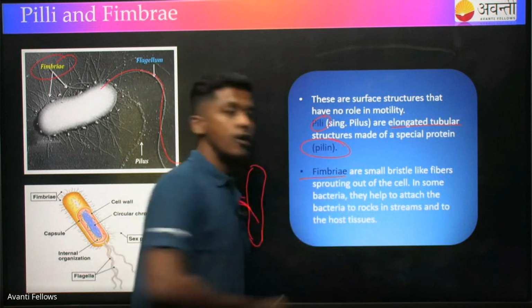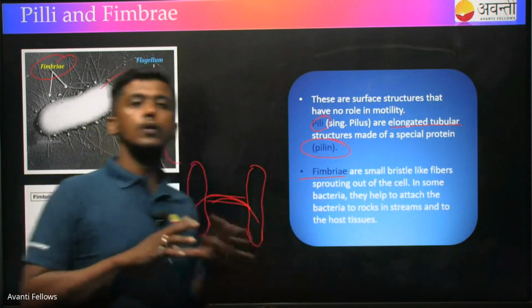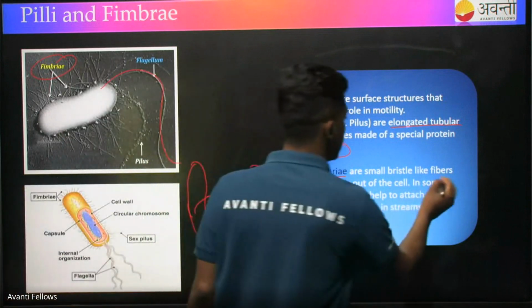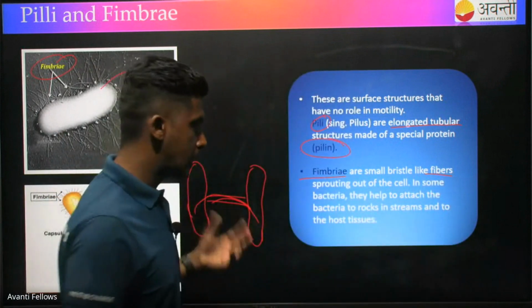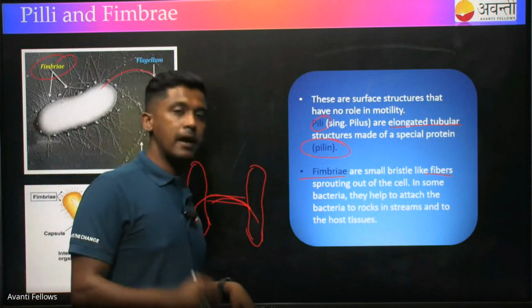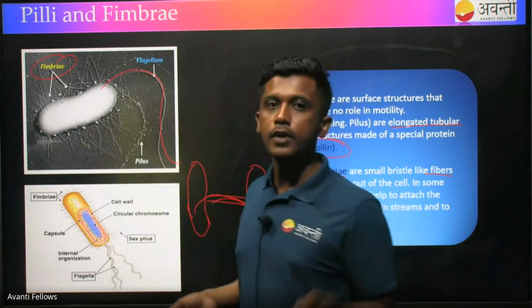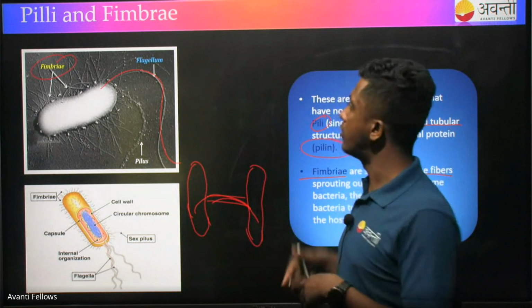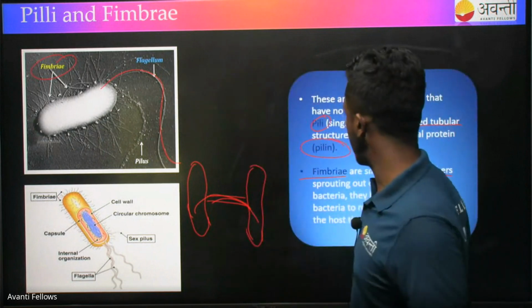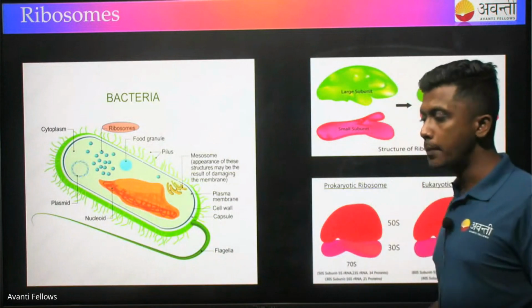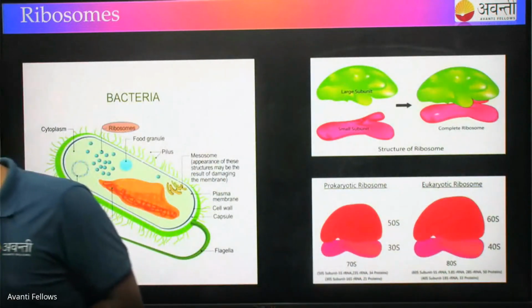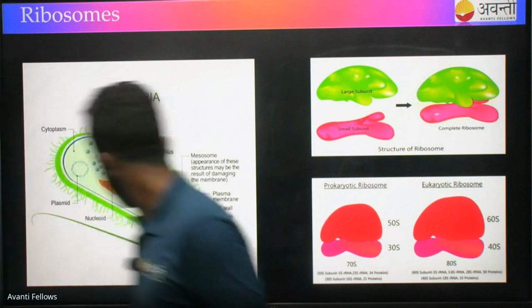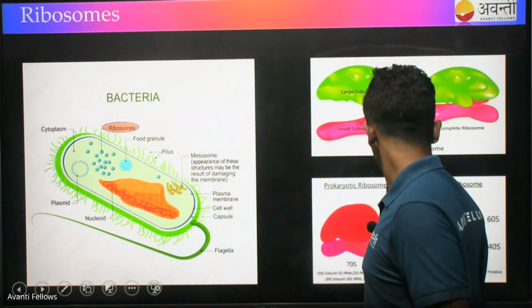Next one is fimbriae. Fimbriae are bristle-like, toothbrush-like structures which are spread across the cell wall of the bacteria. Now, what is the function of fimbriae? Fimbriae help in anchorage. You know that you have bacteria in flowing streams, or the parasitic bacteria will have to anchor to the host tissues. So they go and attach to the rocks and the host tissues, and they help in attachment. So this is about flagella, pili, and fimbriae of the prokaryotic cell. Apart from these structures, which are very unique to the bacteria, the next structure is ribosomes. We will discuss ribosomes in the coming session.